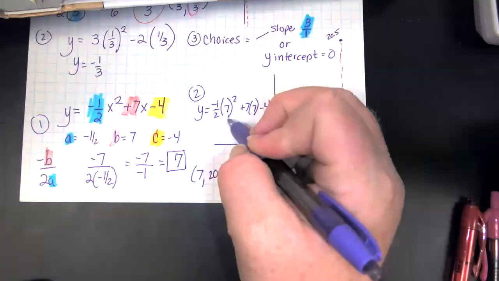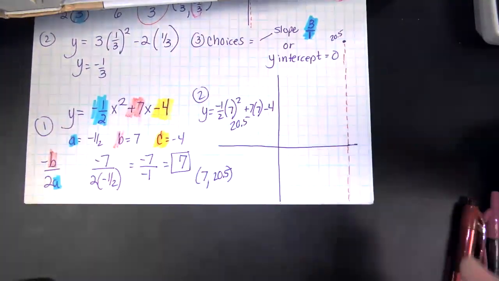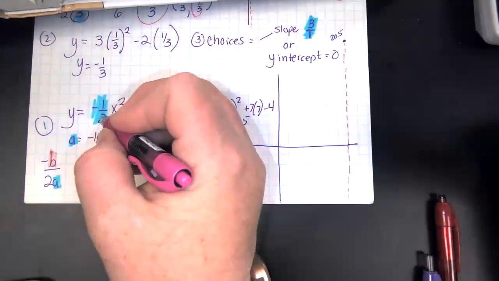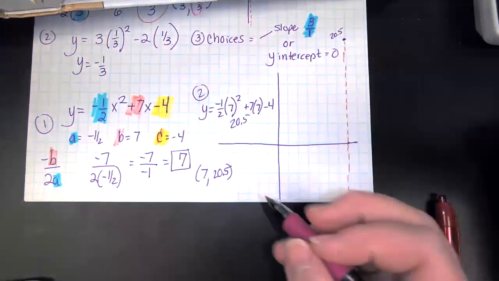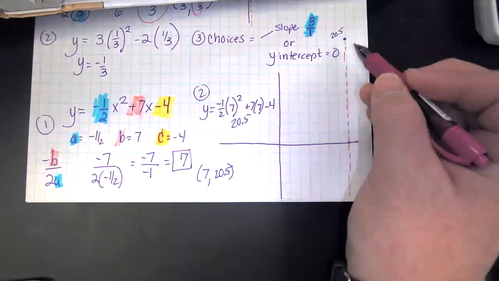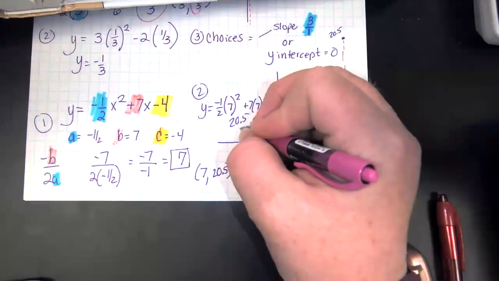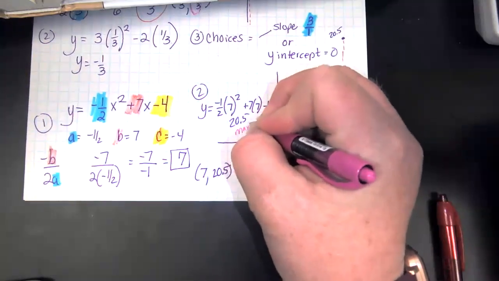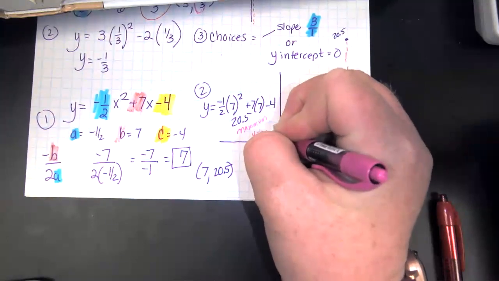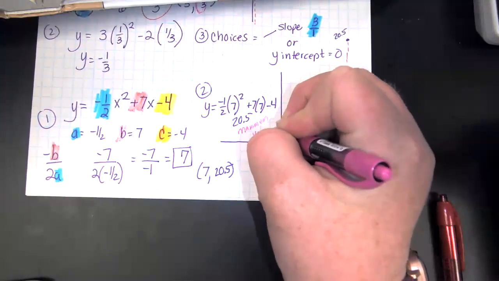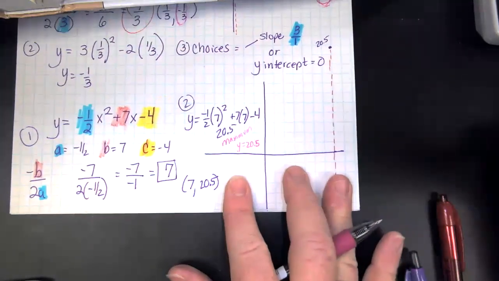Now remember, 20.5, okay? That's my y value, right? And we just said that this parabola points down, doesn't it? Huh. So is this a min or a max? This is going to be a maximum. In fact, it's at y is equal to 20.5.